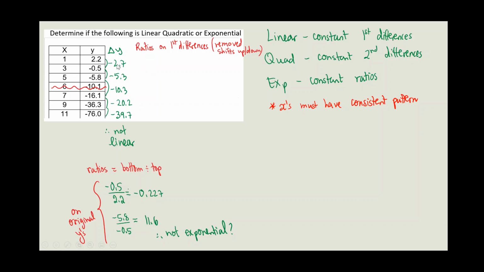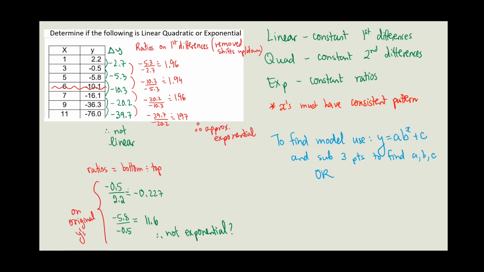You can basically think of the differences that we have found here as eliminating that shift up and down, and now we can perform ratios of these differences. This bottom one divided by this top one is approximately this. This bottom one divided by that one is approximately that. It is not perfect because all of the numbers in the table were originally rounded anyway. As long as it's pretty close, we could say it's an approximate exponential, and we're going to find an approximate model for this table.